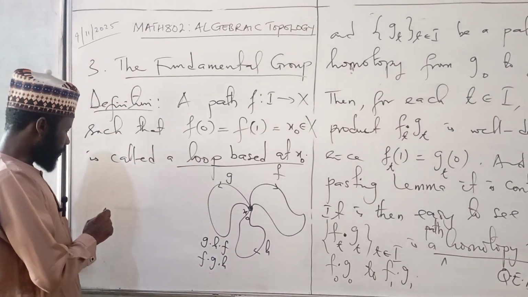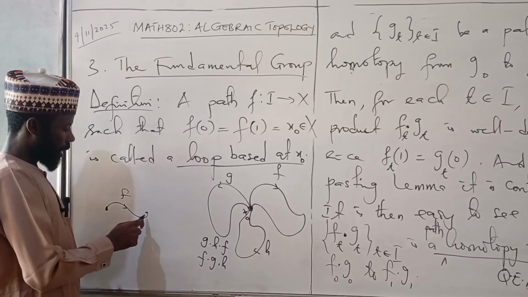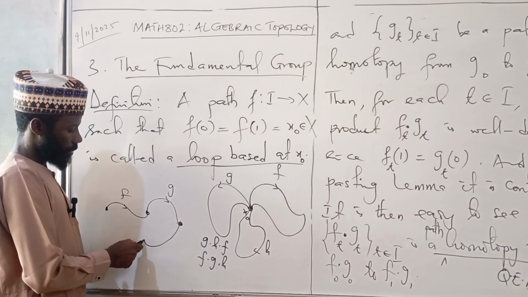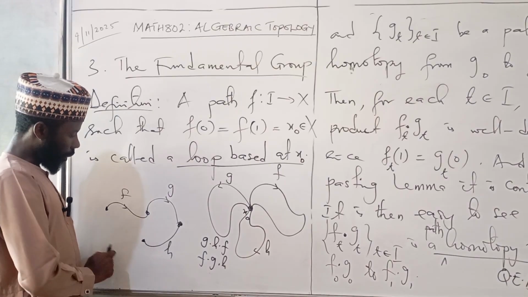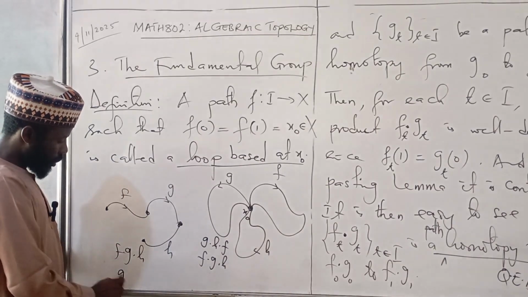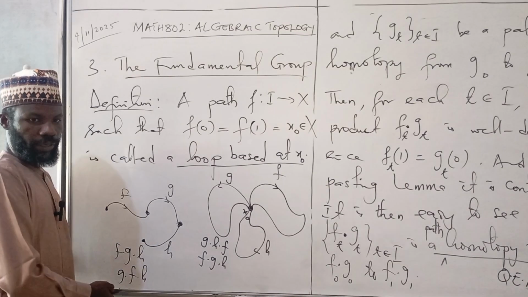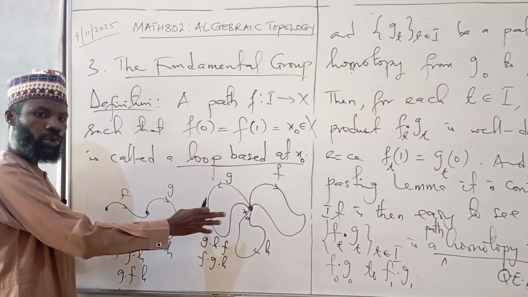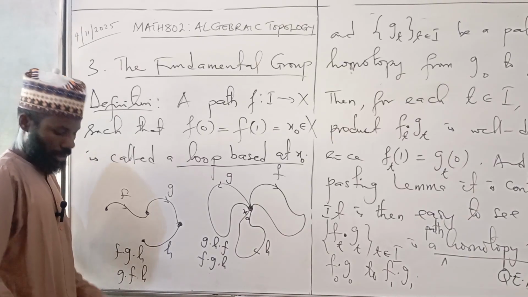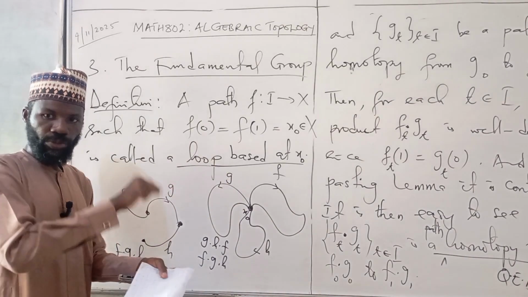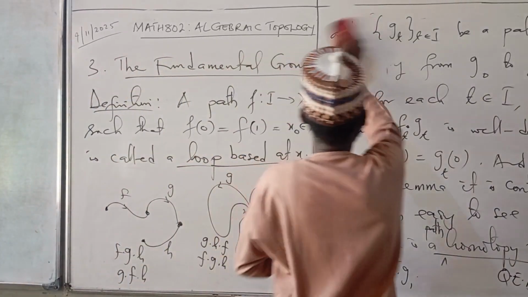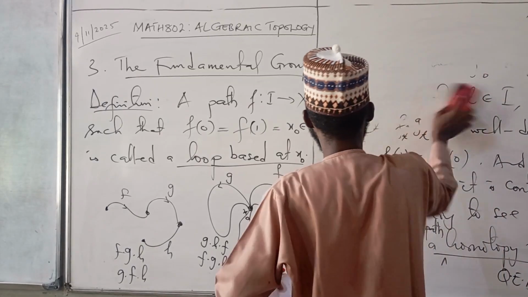Are you following? But if you have a path f and you have a path g to this point and you have h, only f times g times h is defined. The other one, if you do g times f times h, this is not defined. Are you following? But if you are dealing with loops, everything is defined. Product you can combine anyhow. I hope it's okay. So that's the advantage of working with loops on spaces. So that is what a loop is.